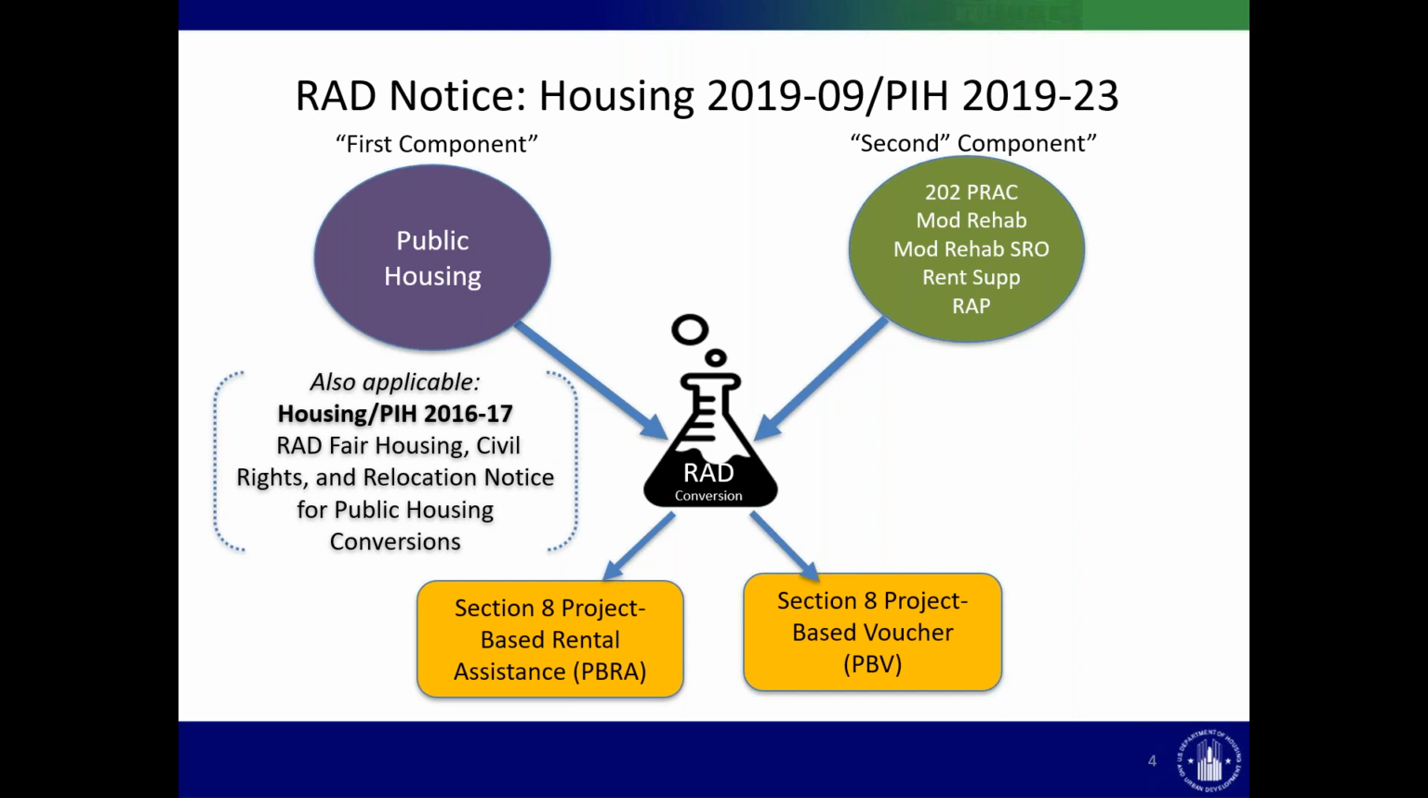The RAD notice describes the requirements a public housing authority must satisfy in order to convert a property either to project-based rental assistance or project-based vouchers, the two forms of long-term Section 8 contracts. When a property converts, it's no longer subject to public housing regulations, but as we will describe in this webinar, the properties will be subject to Section 8 requirements that ensure the property's ongoing affordability and protect resident rights.